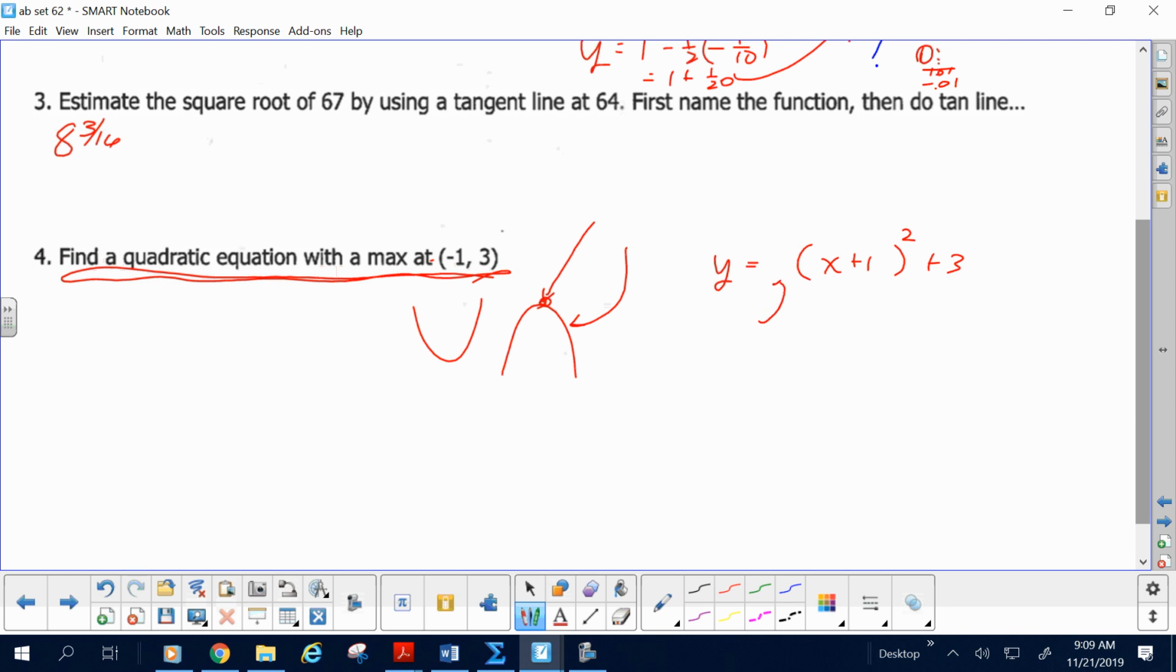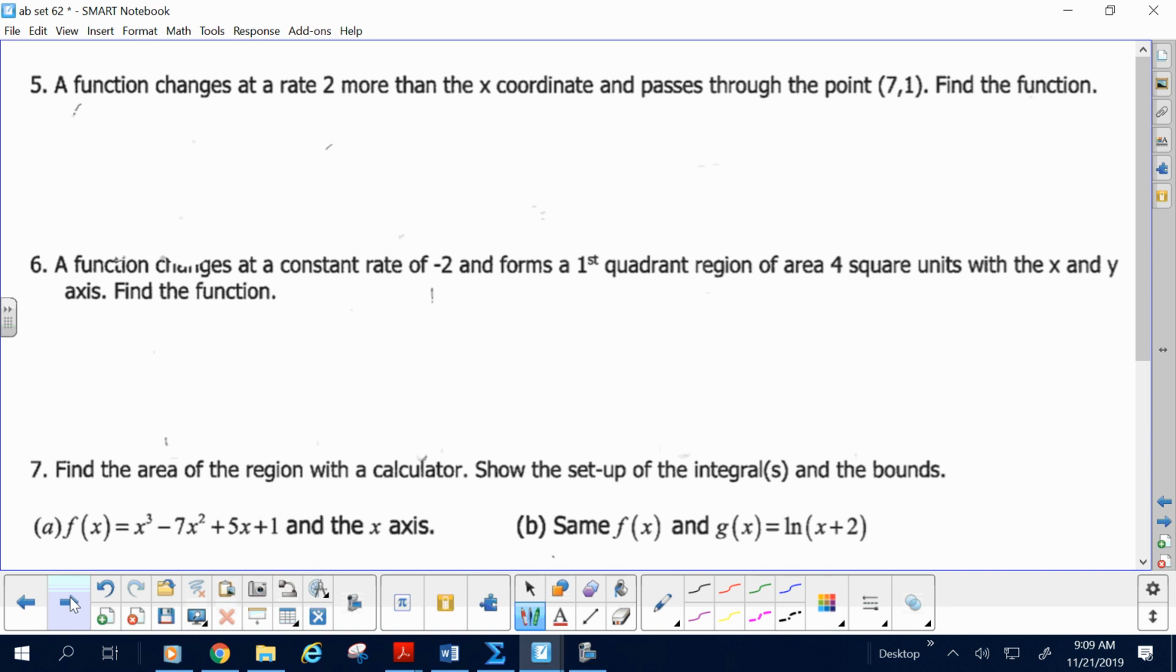Now, what would have to be here if I'm going to get that kind of product? Some kind of negative. So I just put an A there, and I said A has to be negative. And really, there are infinite possibilities. There are an infinite number of quadratics with a max there. So that was a kind of a dumb question. My bad.